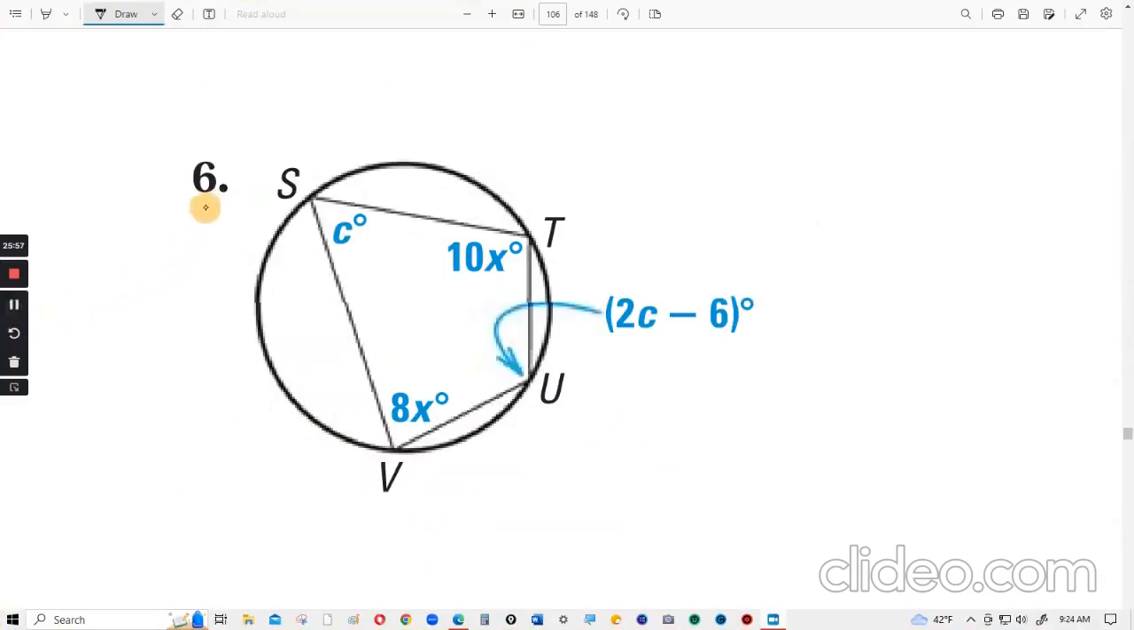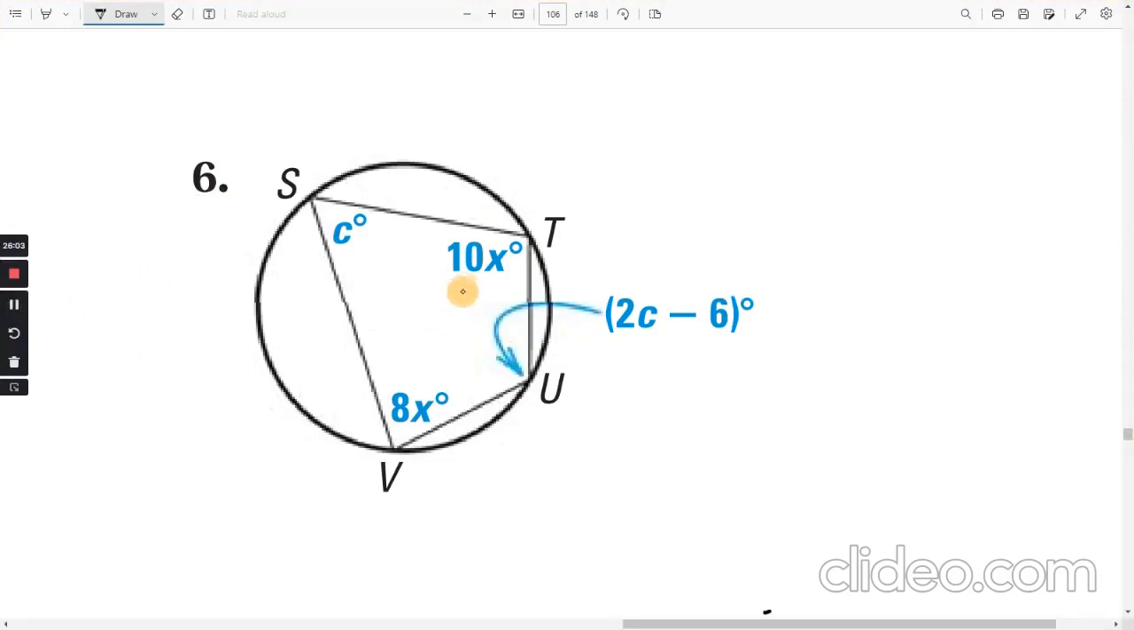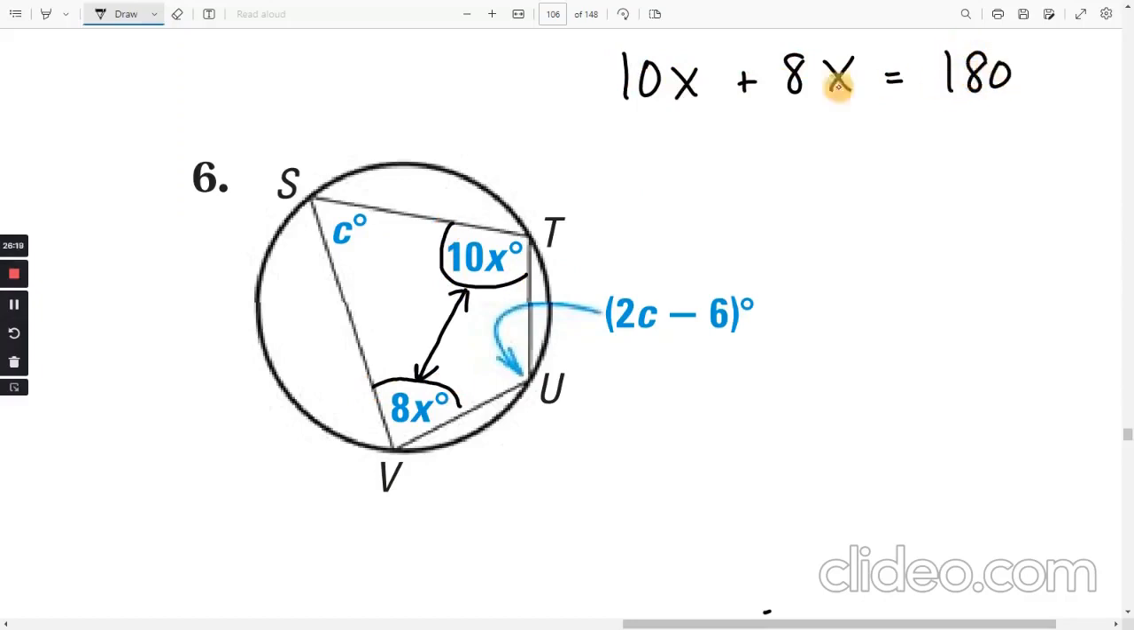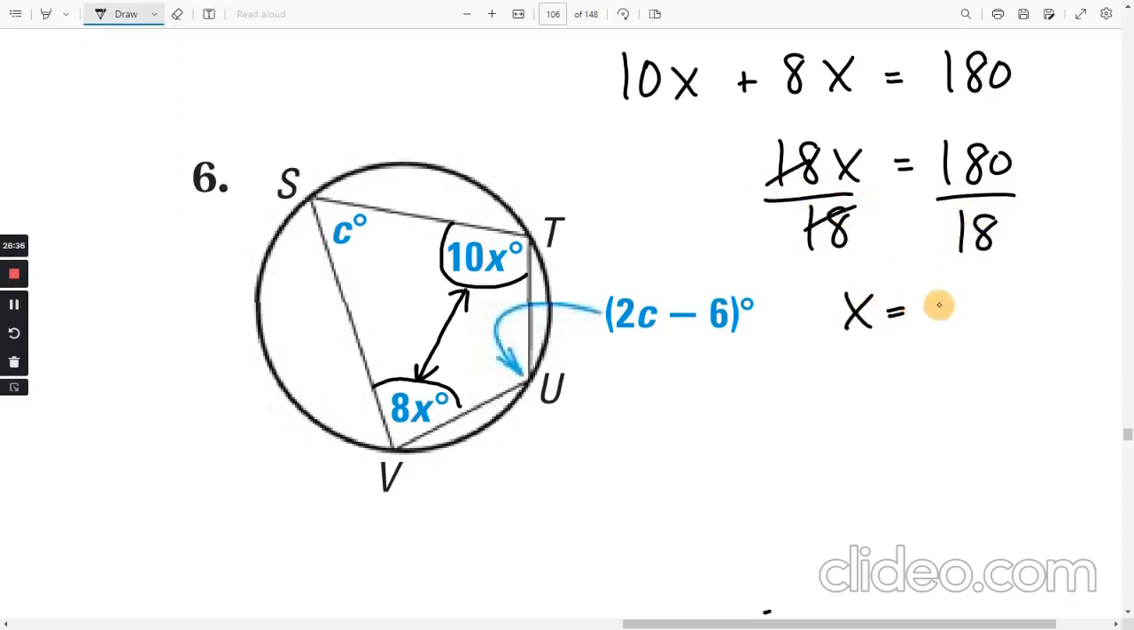Okay, please try number 6. Going across, we have this angle is 10x, and this angle is 8x. So 10x plus 8x equals 180. 10 plus 8 is 18, and we still have the x. The opposite of times 18 is divided by 18. And 180 divided by 18 is just 10.